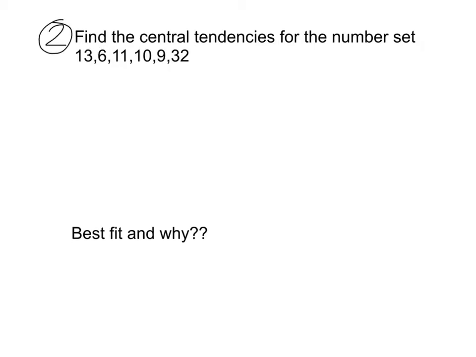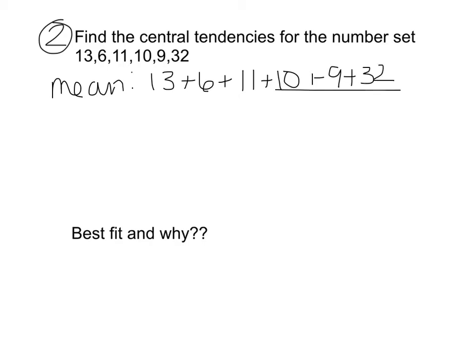Now let's find our central tendencies for this data set. Our mean, again, we're going to add them all up: 13 plus 6 plus 11 plus 10 plus 9 plus 32, all divided by the number there is, which is 6. When we do that, we end up with 13.5.